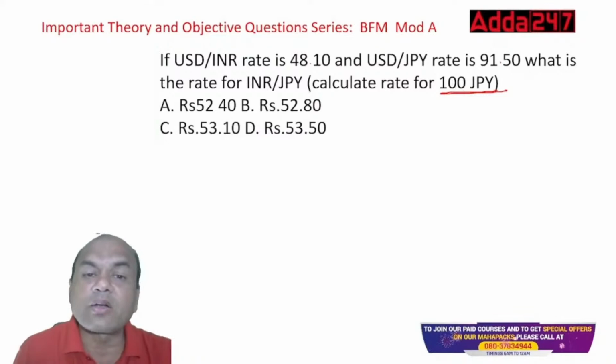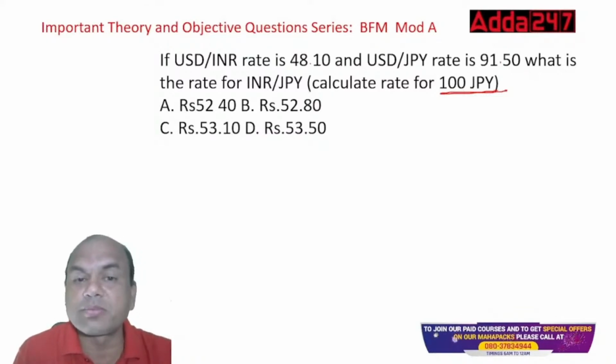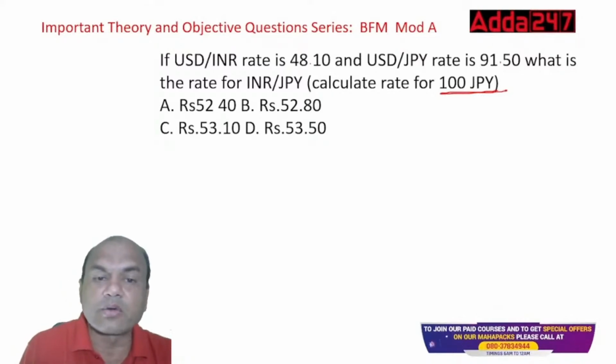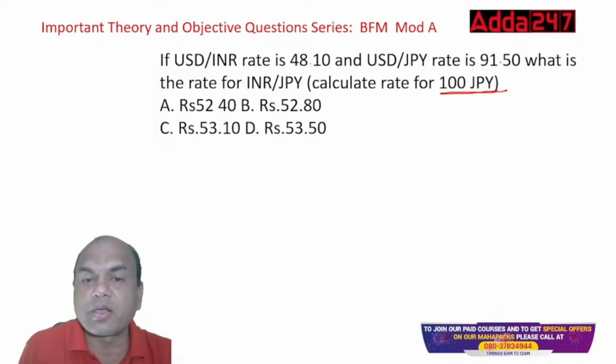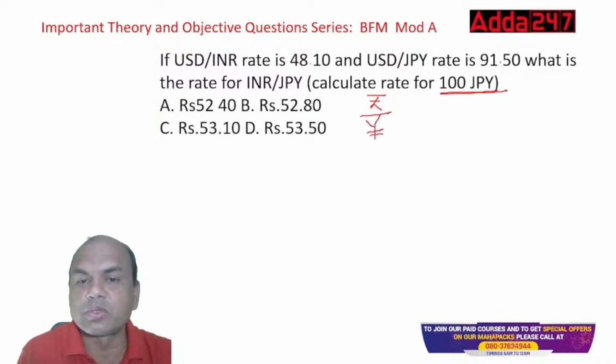We want INR to JPY. Look at this, INR to JPY. Here JPY is below, right? So what is my INR to JPY? Rupee to JPY, right? Yen is written like this, yen with two lines. Rupee to JPY equals to. So you'll get what? Rupee to. I think it should be JPY to INR.